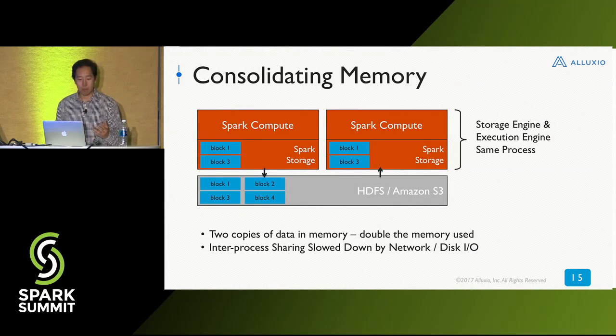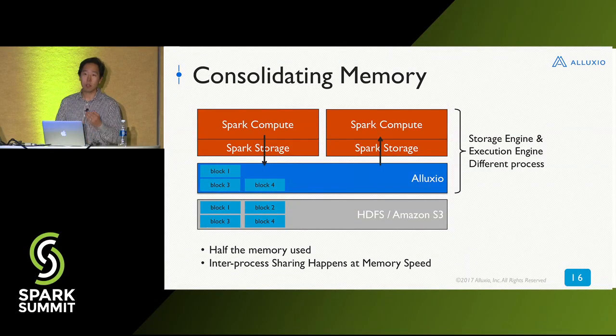One example of how Alluxio can help Spark is by being able to consolidate memory. When you have multiple Spark jobs going in the cluster, and they might be on the same machine, and they're looking at the same data and want to cache the same data, you might be duplicating the data in memory in both of those Spark contexts. In this example, we have two jobs that want to read the same data, and so blocks 1 and 3 are duplicated in both of these Spark contexts, so you're using twice as much memory as you potentially had to.